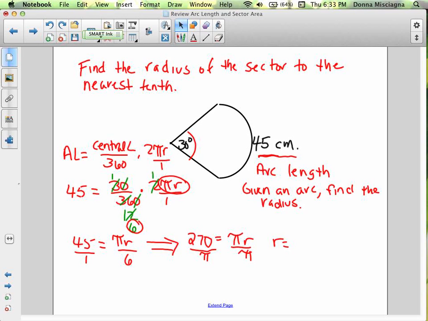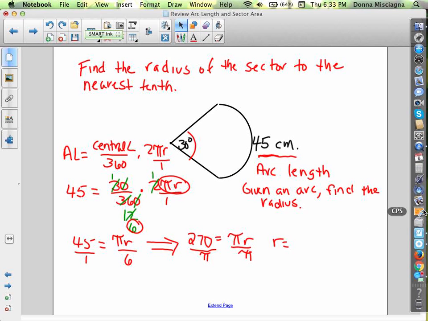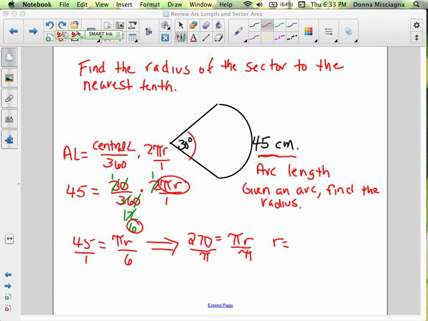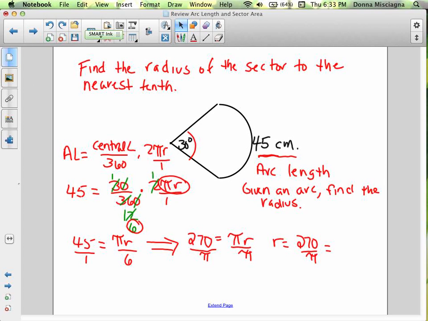Now, I'm going to use the calculator on my computer. 3.14 will probably be close enough for you to figure out an answer on a multiple choice test, but let's use the pi button and be a little bit more exact. So we have our radius is equal to 270 divided by pi, which is, now I got to get my calculator back.